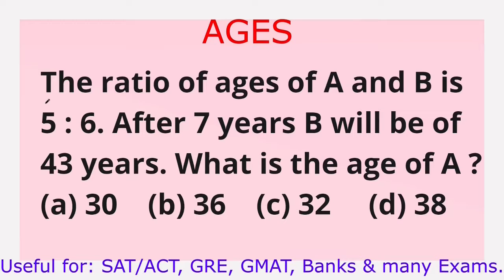Our question is the ratio of ages of A and B is 5:6. After 7 years, B will be of 43 years. What is the age of A? The given options are option A 30 years, option B 36 years, option C 32 years, option D 38 years.